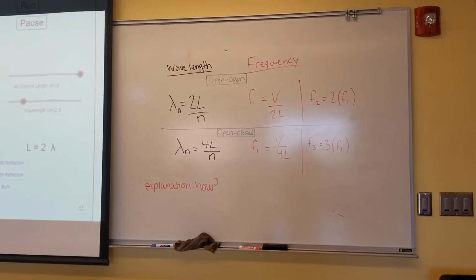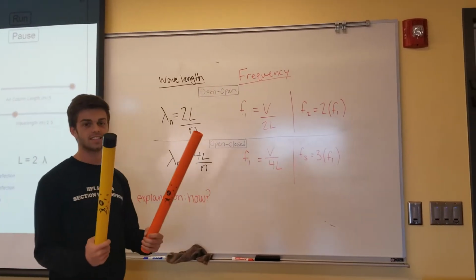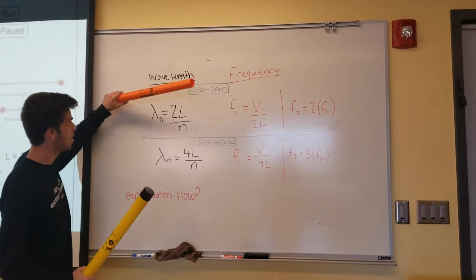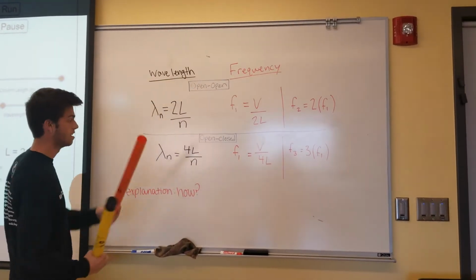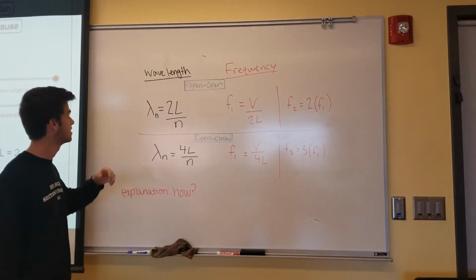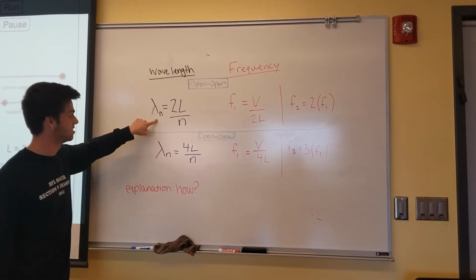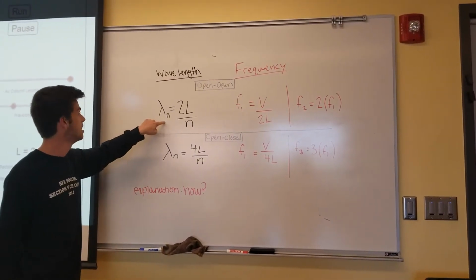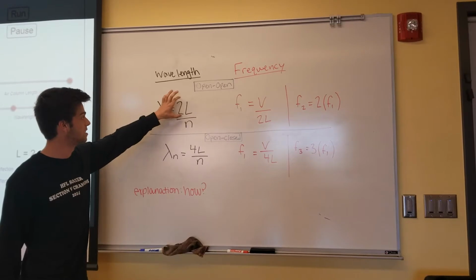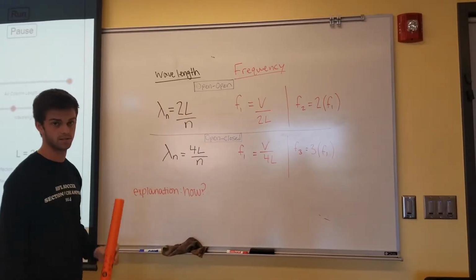What the waves look like, here's the math. Since these are two different systems, open and closed, the formulas are different, okay? So when you're trying to find the wavelength for the open, it's the wavelength of an integer, so we could say 1, and that's 2 times the length of the tube divided by 1.